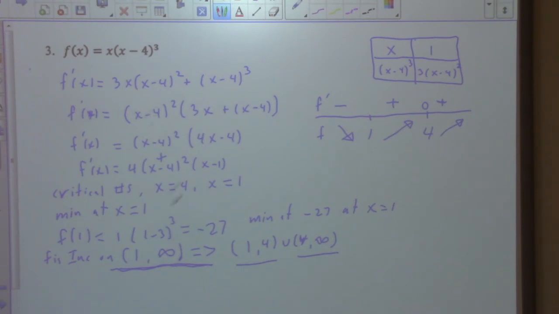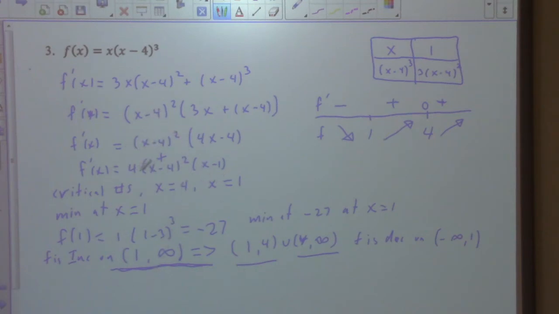Okay, so now we have that, and decreasing, we'll say f is decreasing on what intervals? On negative infinity to 1. Okay, now for the concavity, what's the next thing we do for the concavity?